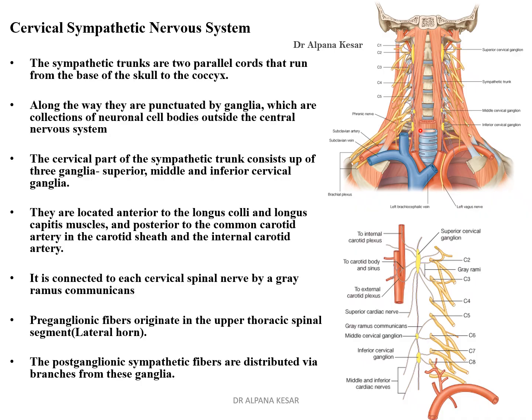These three cervical ganglia are located anterior to the longus colli muscle and also to the longus capitis, and they are present posterior to the carotid sheath that contains the common carotid artery and the internal carotid artery. The cervical sympathetic ganglia are connected to each of the cervical spinal nerves by gray rami communicans.